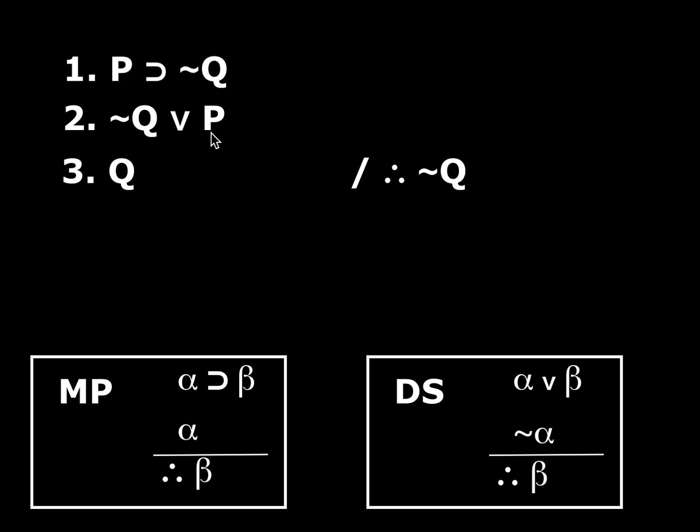P is here, okay, but it's not on a line by itself. It has to be by itself on a line, just P, and I don't have that. So I can't use modus ponens. I don't have all of the necessary pieces.